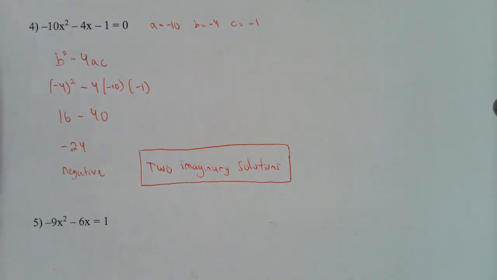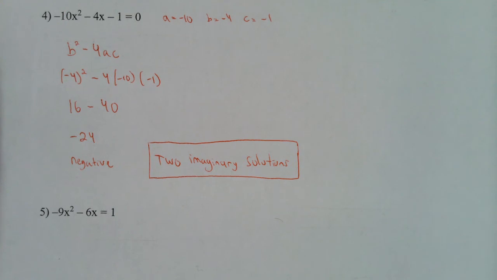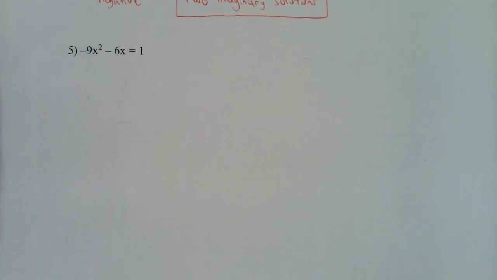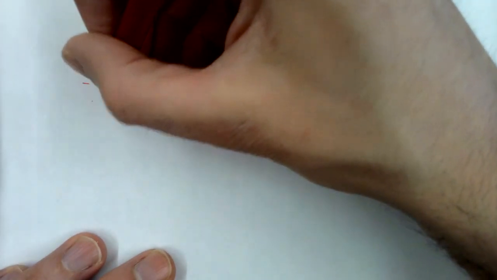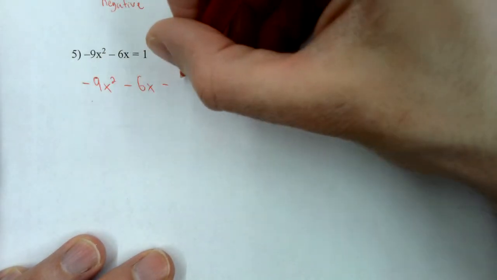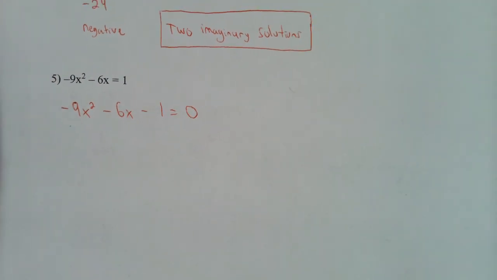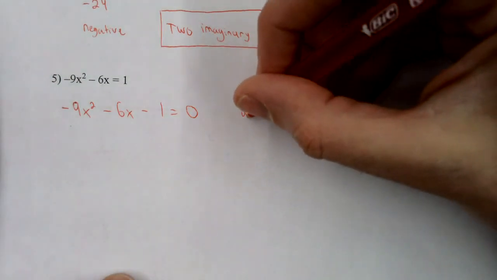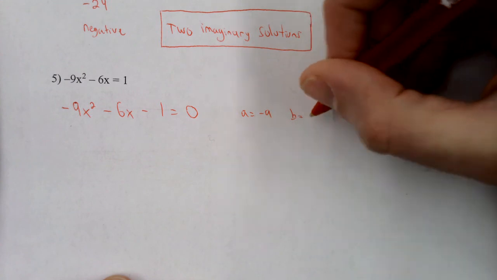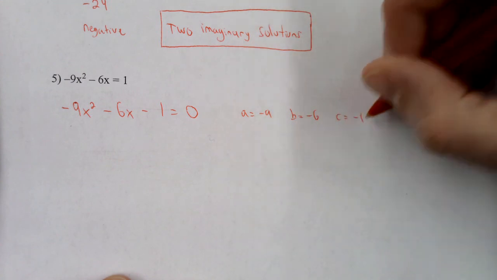And let's try the last one, number 5. Number 5 is not equal to 0, so you have to make it equal to 0. So we'll subtract 1 on each side. We'll get negative 9x squared minus 6x minus 1 equals 0. So a equals negative 9, b equals negative 6, c equals negative 1.